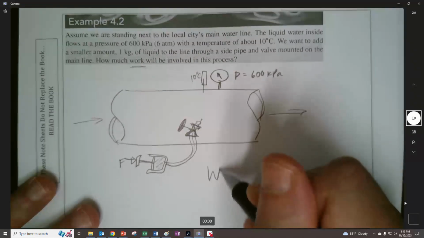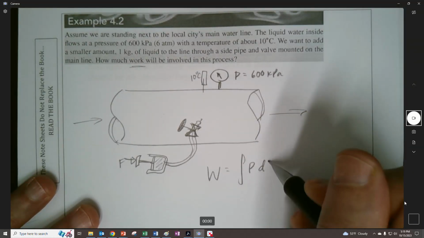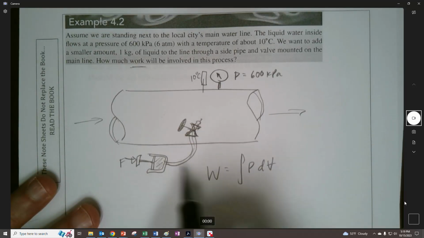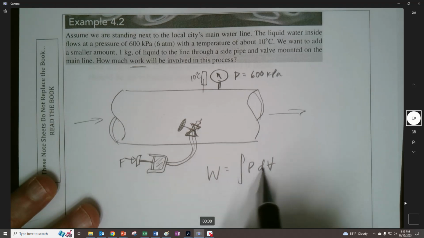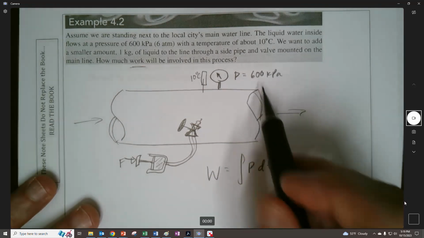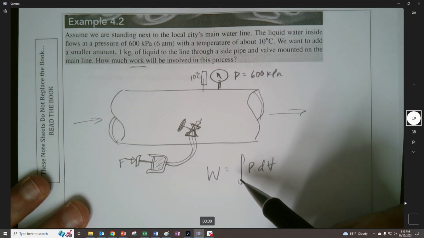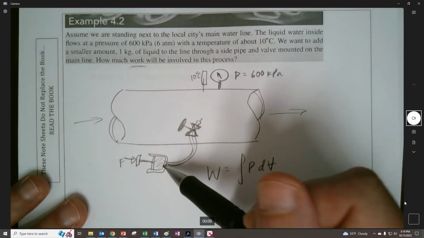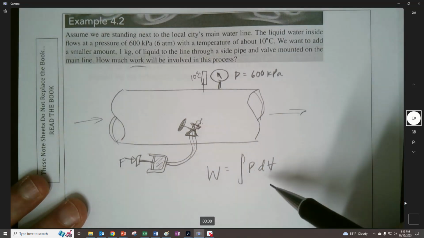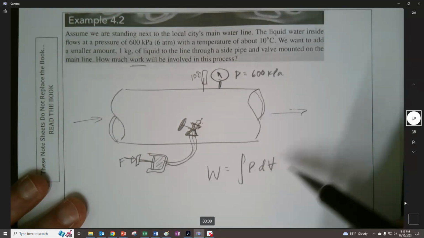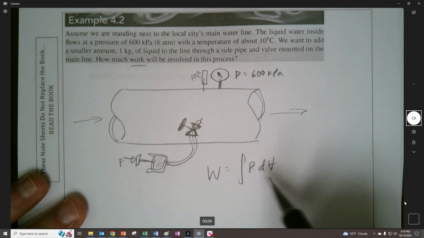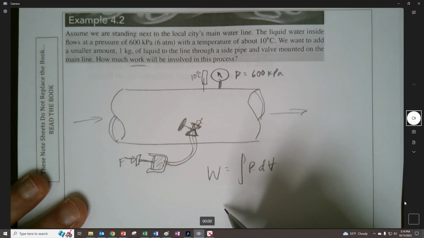Well, remember that work is going to be the integral of P dV, right? So I'm going to change a chunk of water, move a certain volume of it against the pressure that we're putting up against the thing. I don't say what our pressure has to be, but it has to be more than 600 kilopascals, because you can't flow from low to high. You got to go from high to low. So it's going to be a little bit larger, but we'll just go ahead and use 600 kilopascals for this.